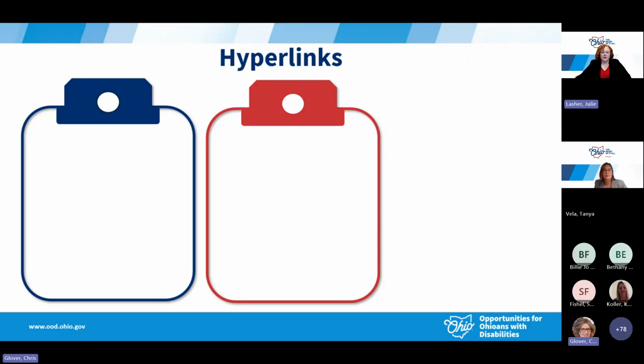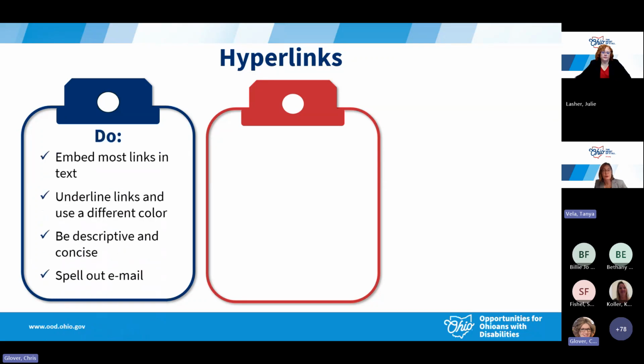Tanya, that's a great example. So we have one more accessibility principle to share, accessible hyperlinks. Yes, Julie, let's discuss some do's and don'ts to best describe how to include hyperlinks in an accessible way. The best practices you do want to include are, rather than using the actual URL or hyperlink, embed the link in text, underline the links and use a different color, be descriptive and concise, convey the purpose of the link, and spell out email addresses.